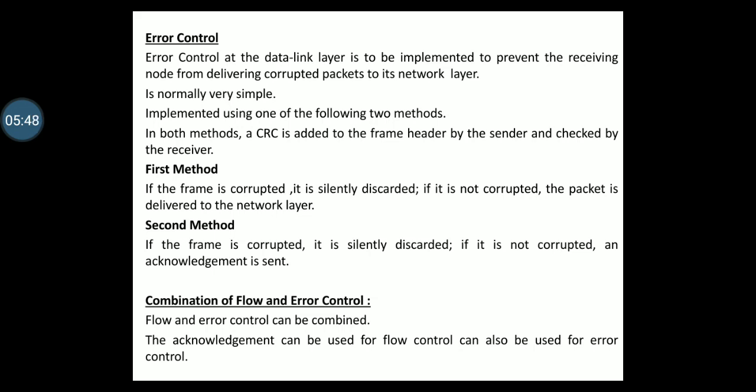Next, we'll discuss the combination of flow and error control. The flow and error control can be combined. If the situation is simple, the acknowledgement that is sent for flow control can also be used for error control, to tell the sender the packet has arrived uncorrupted. If that acknowledgement is lacking, it means that there is a problem in the sent frame. A frame that carries an acknowledgement is normally called an ACK to distinguish it from the data frame.